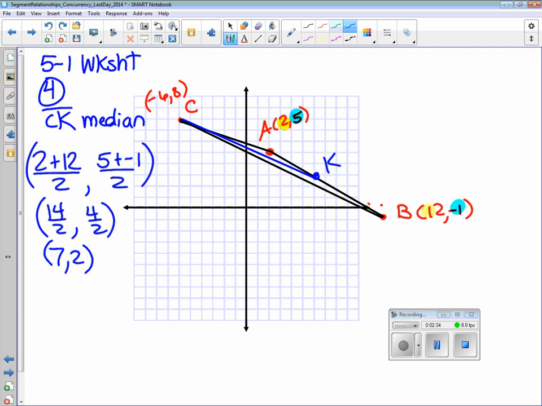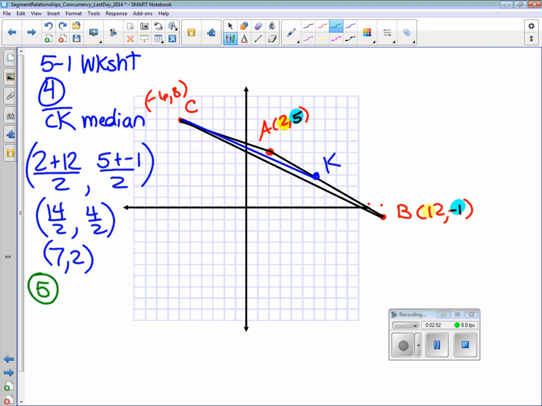I thought maybe someone would have tried to count. Nobody did that? Good job. I'm glad you did, because that's not as exact, right? We want to be as exact as possible. All right, so that's for number 4. Number 5 is a different question. Let's read number 5.